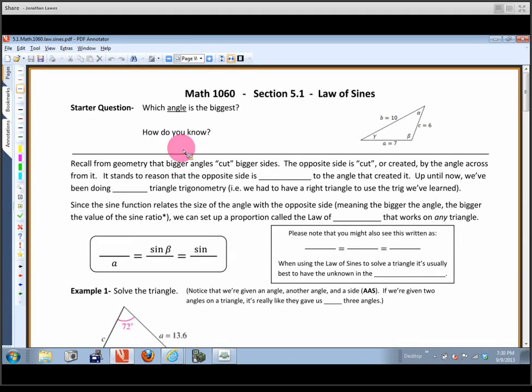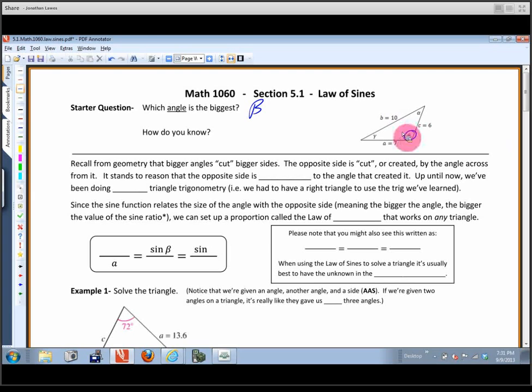So it's pretty obvious on this problem that this angle right here is the biggest. So beta is the biggest, but the big concern is how do we know that that's the biggest angle? Well, take a look at the sides here. We've got side C that corresponds to gamma. Side C is 6 units long. Side A corresponds to angle alpha, and it's 7 units long. And then we've got side B that's 10 units long, and it corresponds to angle beta.